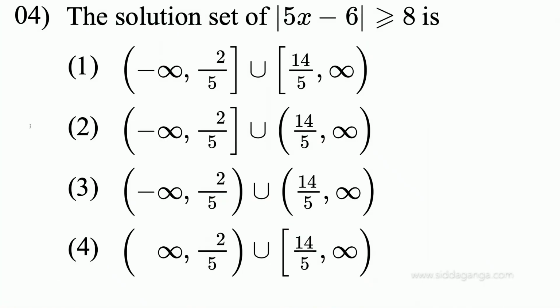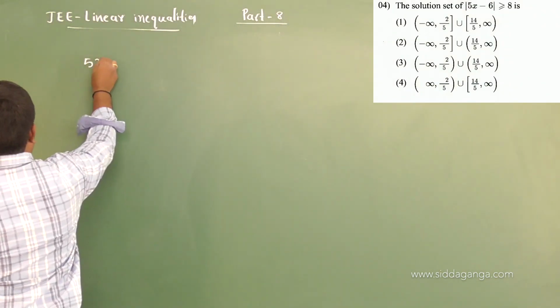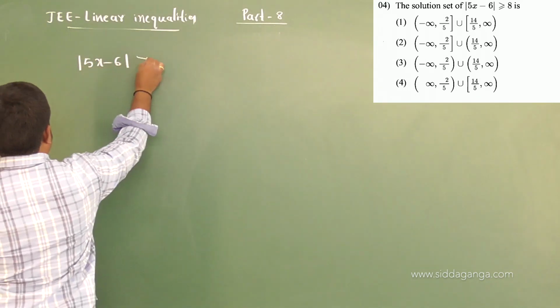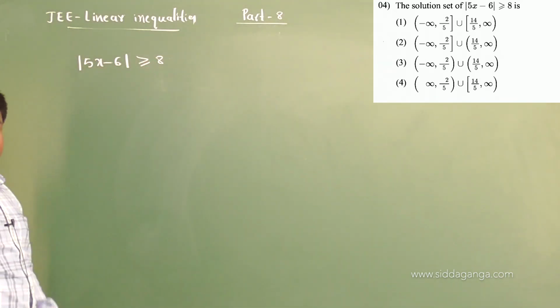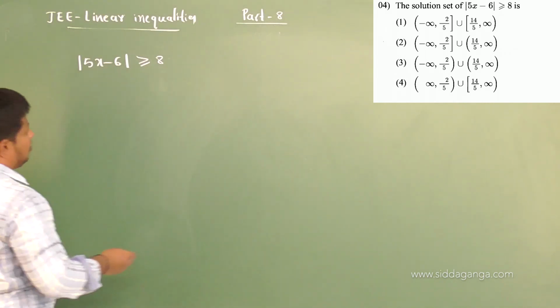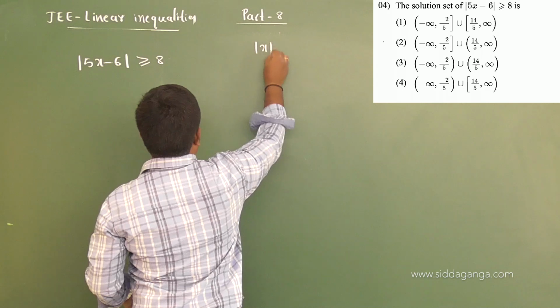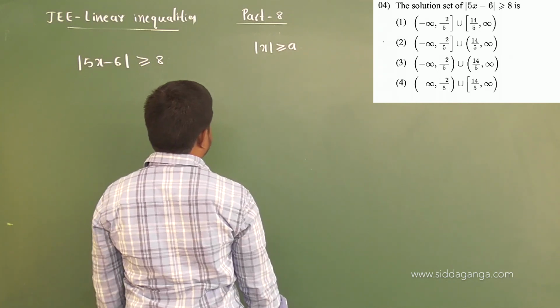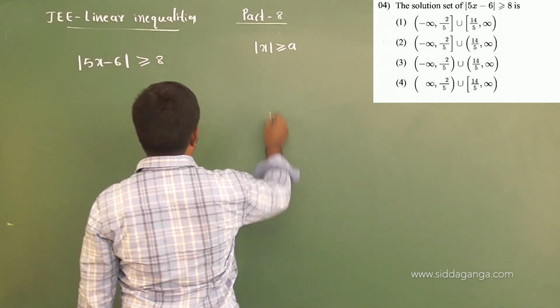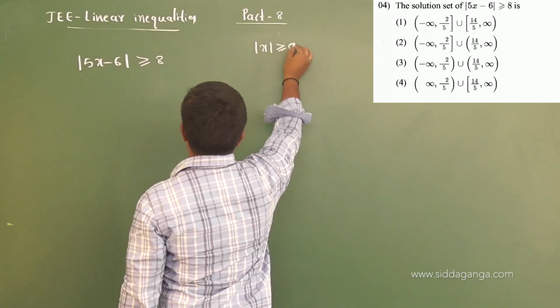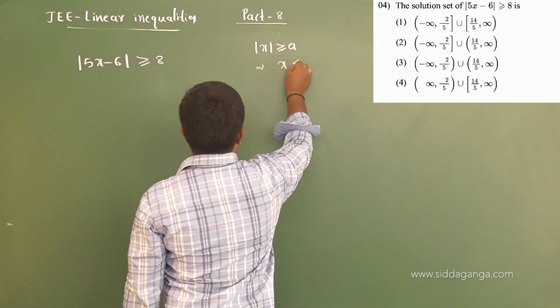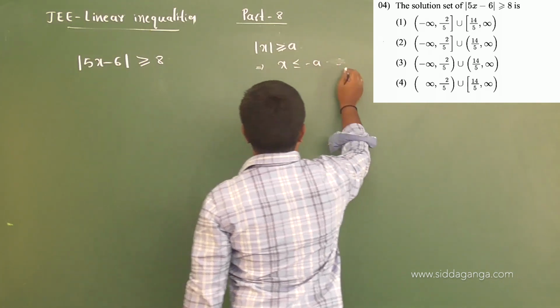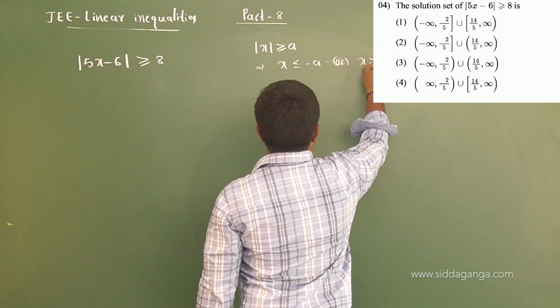Okay, let me move to question number 4. The solution set of the inequality modulus of 5x minus 6 greater than or equal to 8. Using the result we have discussed before, for any positive constant a, modulus of x is greater than or equal to a. This is true only when either x is less than or equal to minus a or x is greater than or equal to plus a, right?